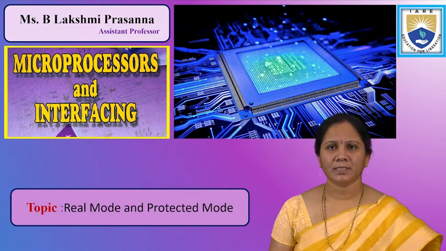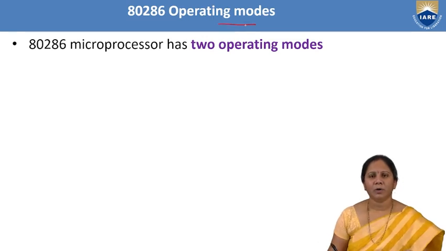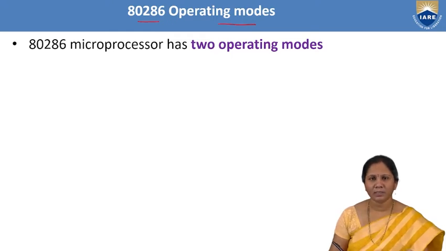In this session, we will discuss real mode and protected mode that are available in the advanced microprocessor. Coming to 80286 and 80386 microprocessors, they are advanced microprocessors which operate in different modes. So we need to discuss each advanced microprocessor's operating modes. Here the operating modes are real mode and protected mode.